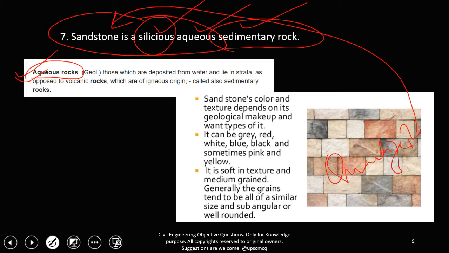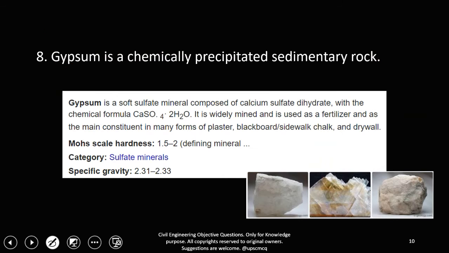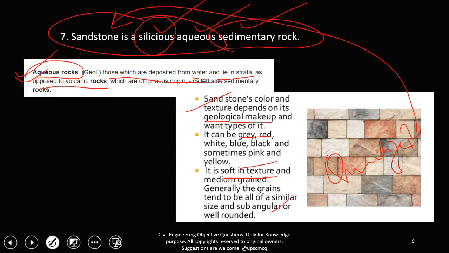Aqueous rocks are those which are deposited from water and lie in strata, as opposed to volcanic rock, which is of igneous origin. Therefore, aqueous rocks are deposited by or from water. Sandstone color and texture depend on the geological makeup. It can be gray, red, white, blue, black, anything. It is soft in texture and medium grained, and subangular or well-rounded.